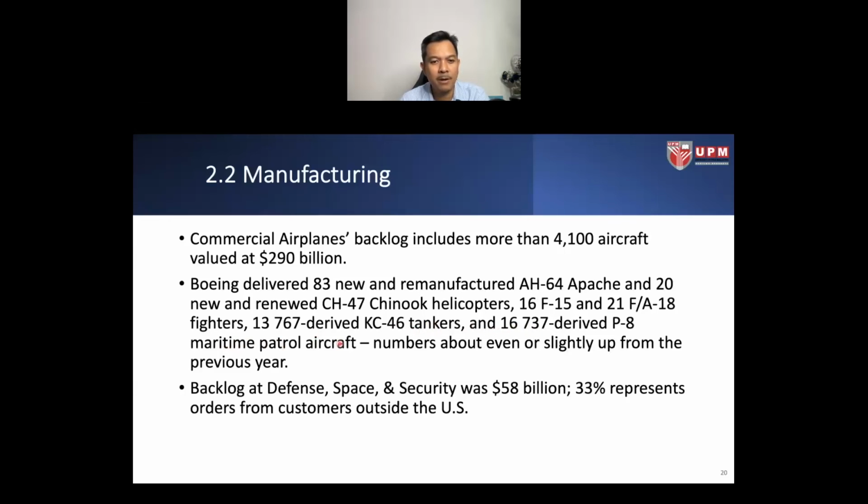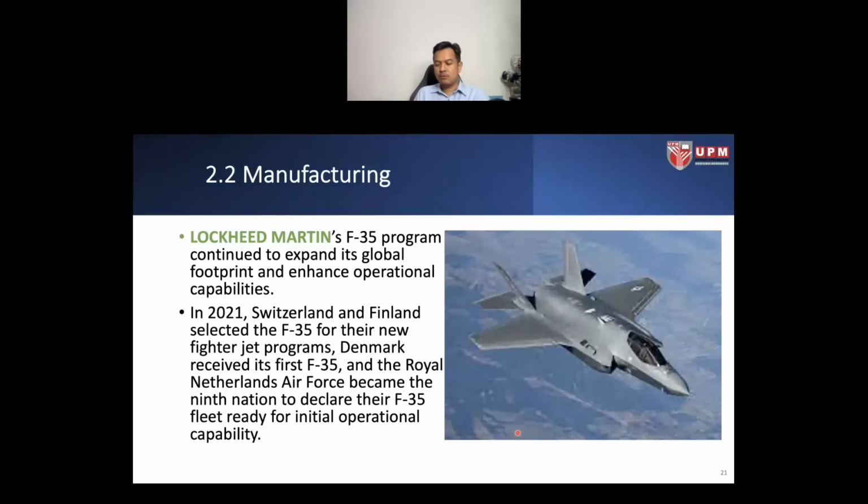And the maritime patrol aircraft numbers are about even or slightly up from the previous years. And backlog at defense, space and security was around 58 billion US dollars, which represents 33% orders from customers outside the US. Let us look into another company in the US, which is Lockheed Martin.